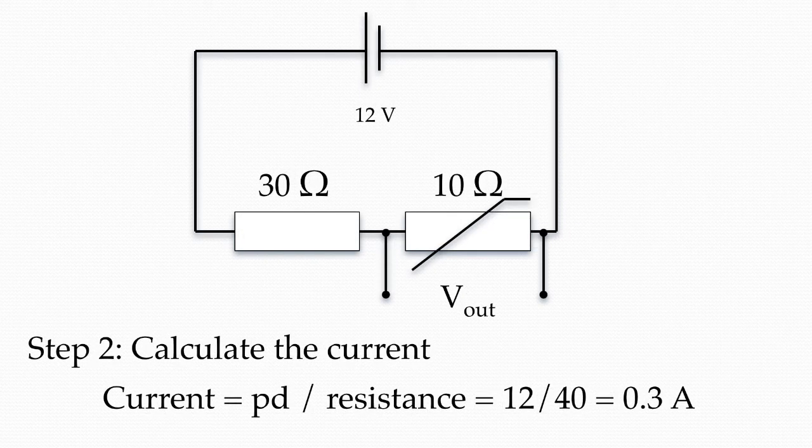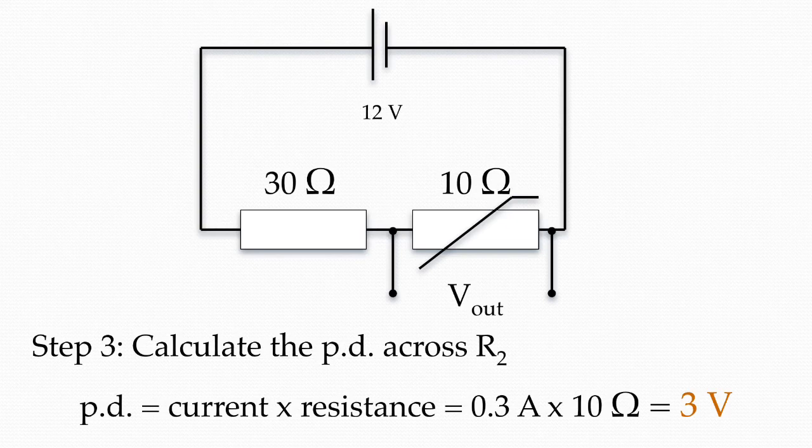Now we need to calculate the current, which is done by dividing the potential difference of 12 volts by the 40 ohms of net resistance that we've just calculated, giving us a current of 0.3 amps all the way through the circuit at every point. Now we have the resistance of the component and the current flowing through it, and so we can calculate potential difference or voltage by using the equation voltage equals current times resistance. So 0.3 times 10 gives us an answer of 3 volts.